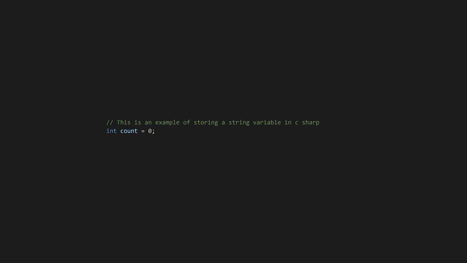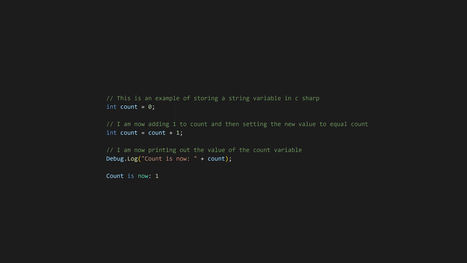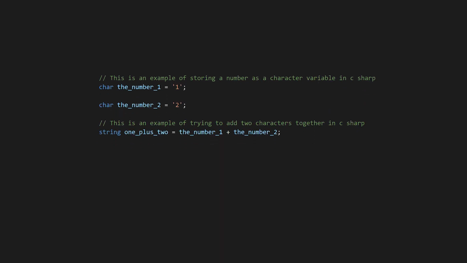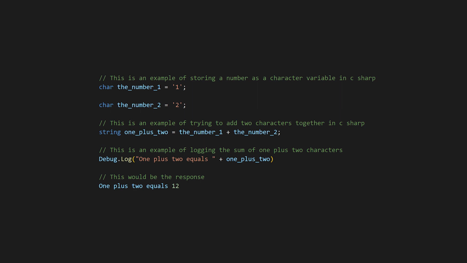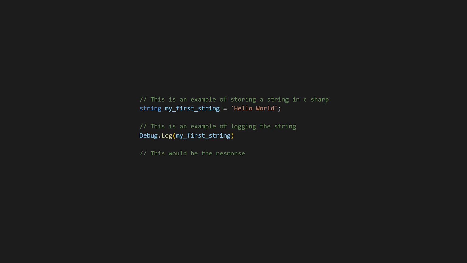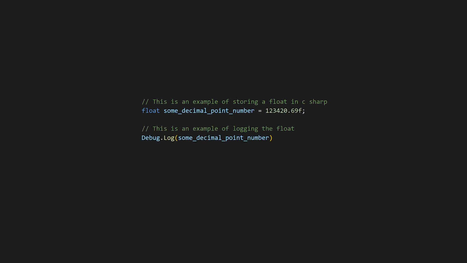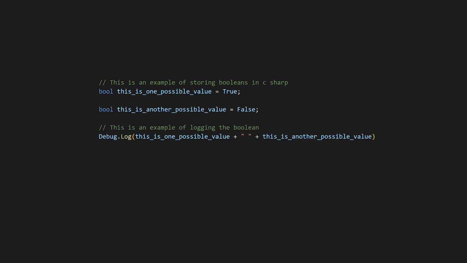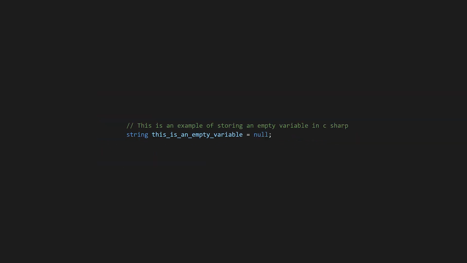One of the most common types of variables is integers, which you can use to store whole numbers that you can do math with. Characters are letters and numbers, but you can't perform math on numbers that are of a type character. Strings are just a sequence of characters. Floats are a lot like integers, but they allow you to store decimal point values. Booleans can only store two possible values, true or false.